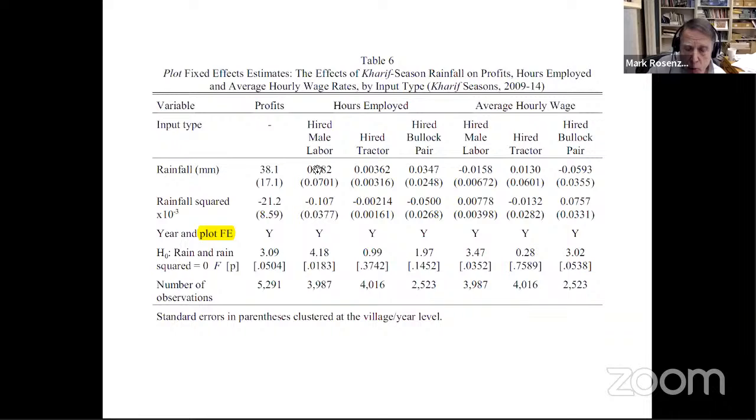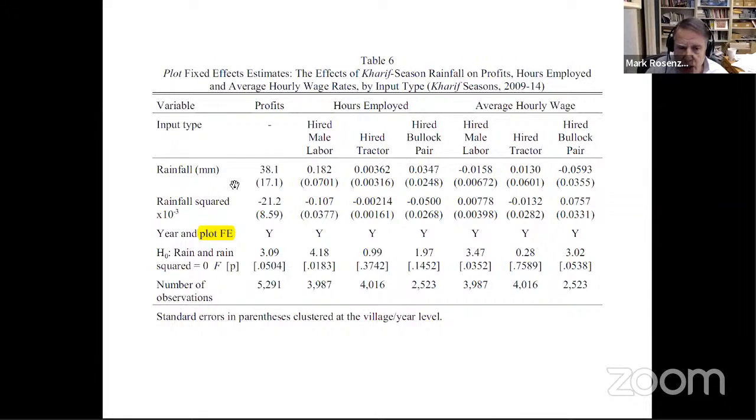Okay, so as we would expect, on a given plot, if there's more rainfall, there's more labor that's hired. And that's statistically significant. This is a placebo. When there's more rainfall, you don't hire more tractor hours because the tractor is mostly used for plowing, and that occurs before rainfall is realized. There is a positive relationship between the rainfall for the same plot and the amount of bullocks, because they're used for more than just plowing.